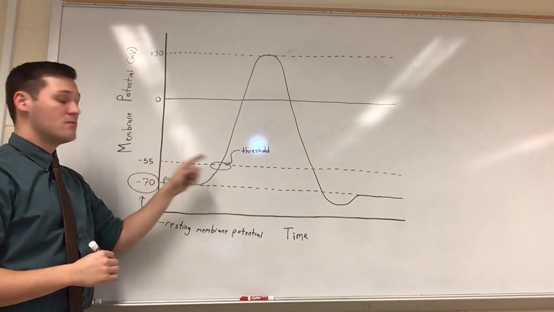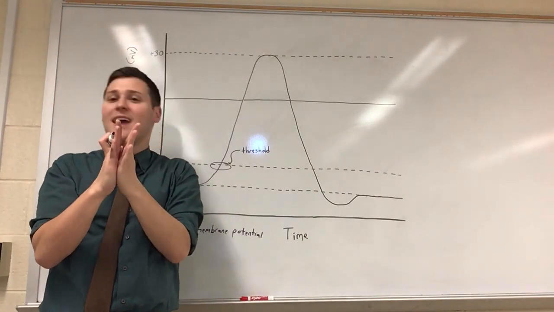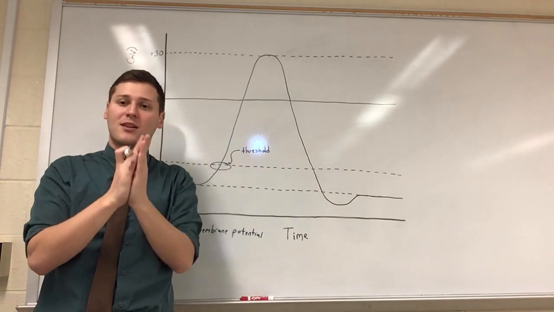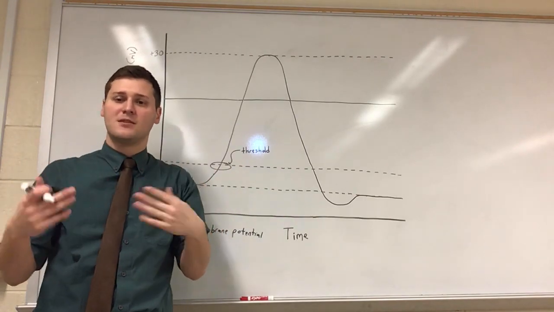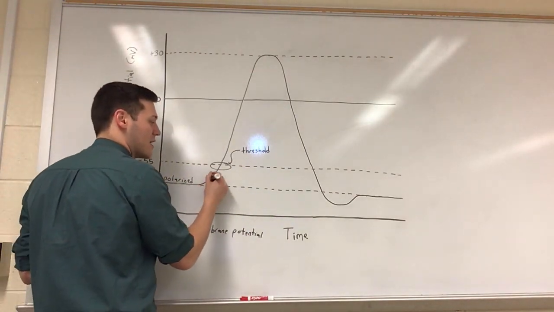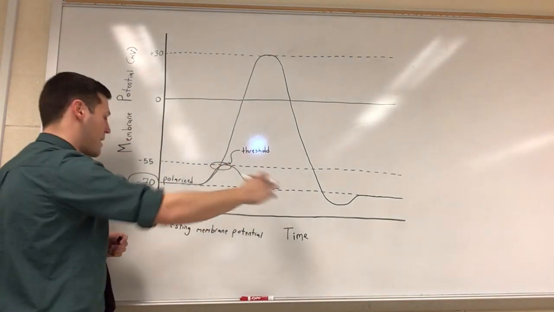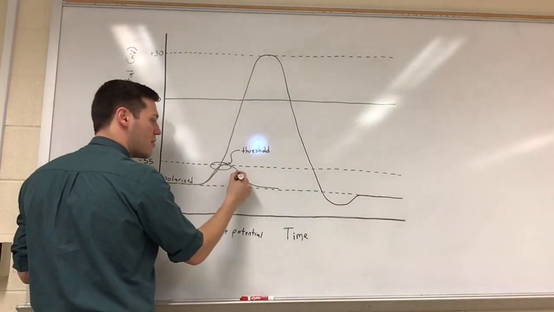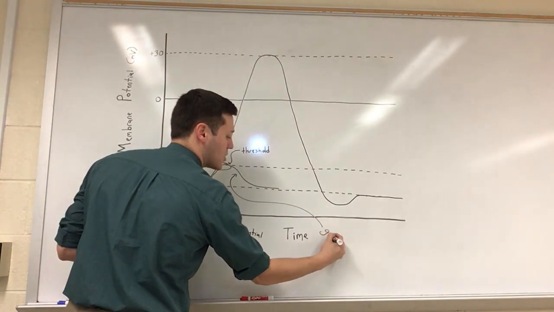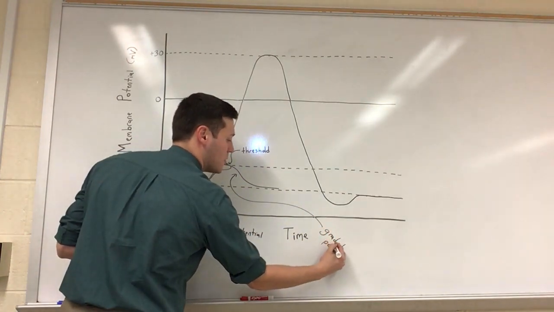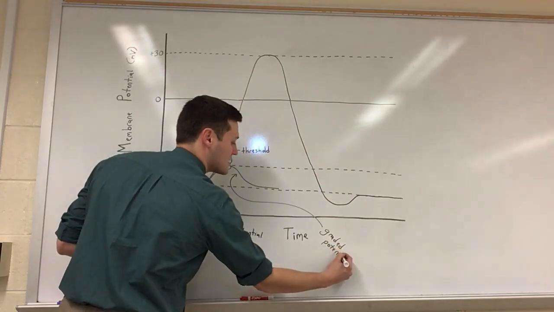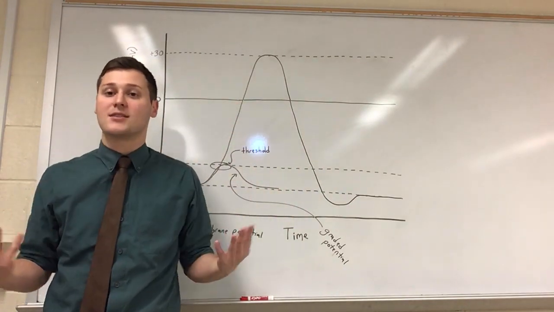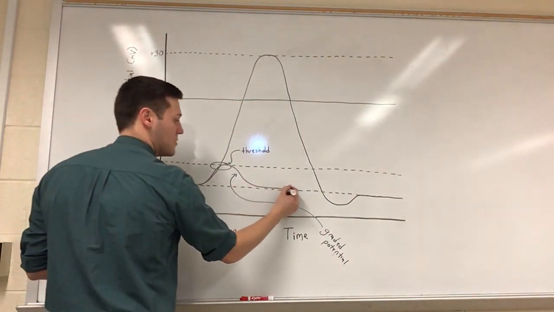Now, if we don't hit that threshold, let's say the mechanically gated or ligand gated channel opened up a little bit, let a little bit of sodium in, but then quickly closed, and it wasn't enough to pass this threshold, it will do something like this and just return back to the standard negative 70 resting potential state. And we call that a graded potential. That basically means that we did not have enough of a stimulus to fire a response. So that is a graded potential.